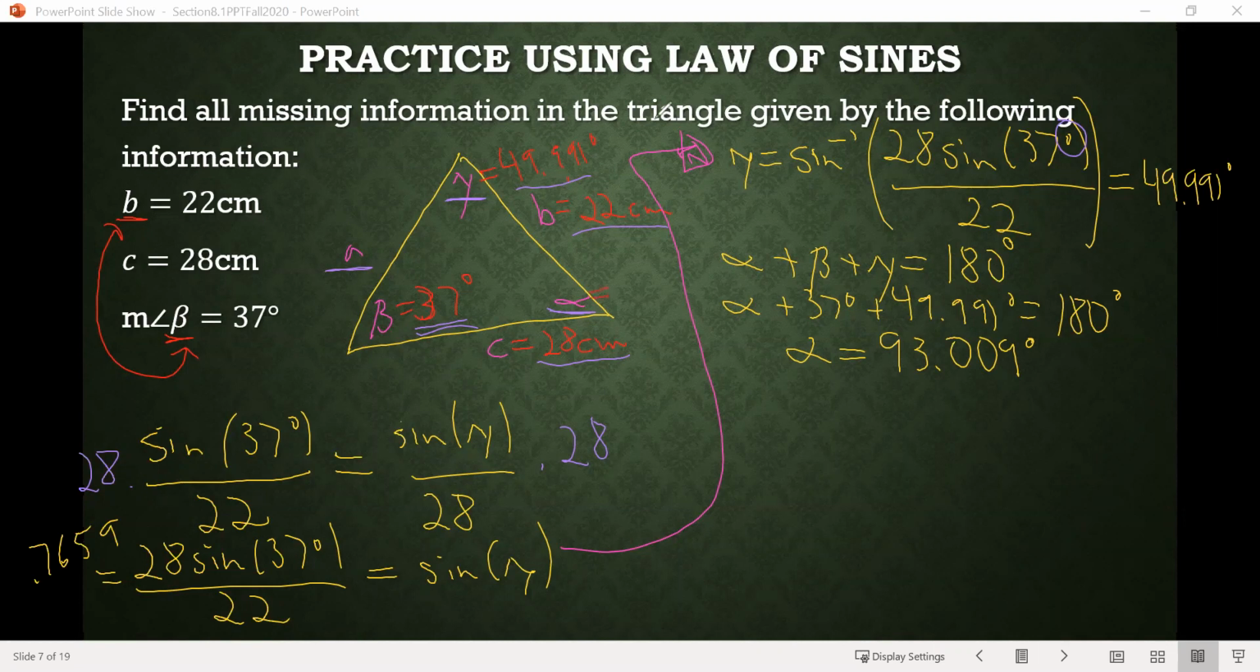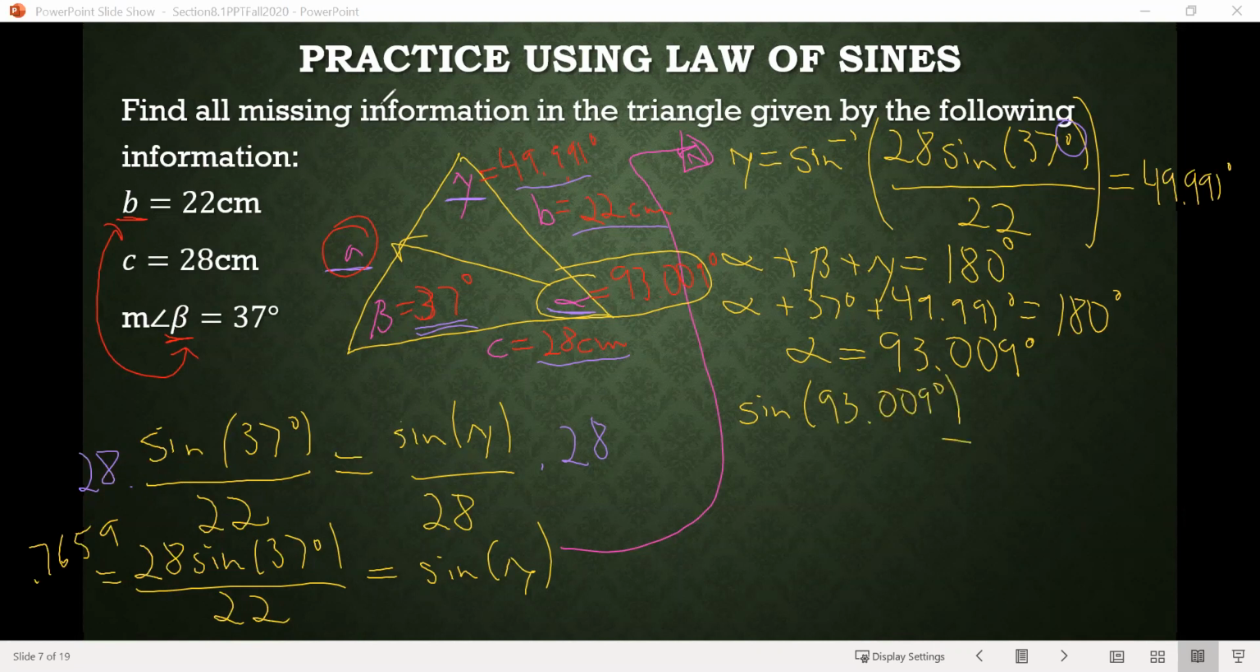At this point, we are almost done. We just need to find the length of side A, which we can again do with the law of sines, because we now know the measure of the angle opposite that. So we can set up a ratio using sine of 93, but that's not 93, that's 39.